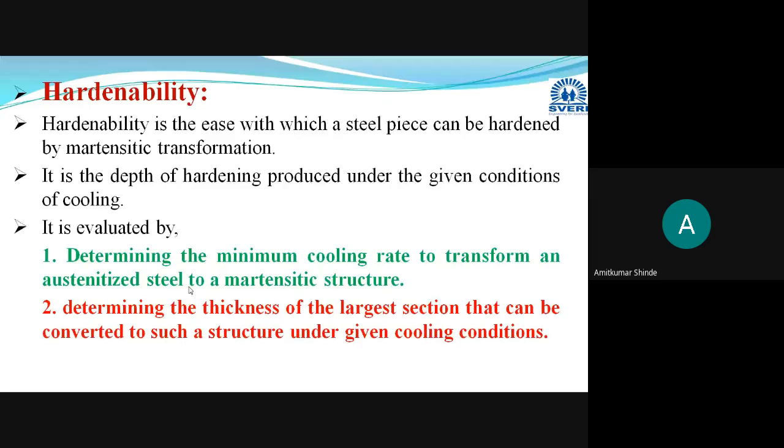Then the second method to determine the hardenability of a steel component is to determine the largest thickness of that steel section in which you can achieve the same transformation. That is, you are transforming the austenite phase to the martensite phase by using the given cooling conditions, and you will get the martensite at the end.